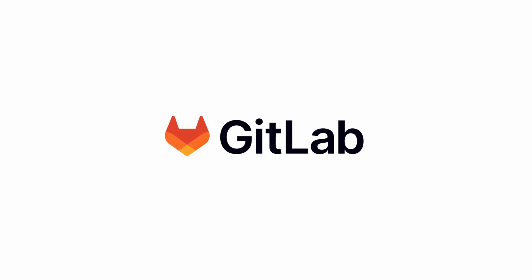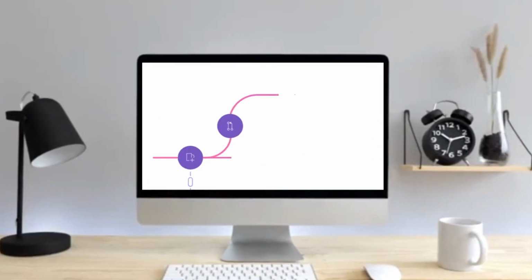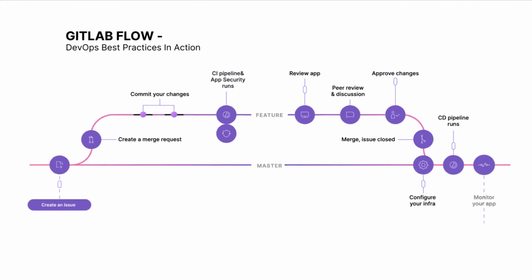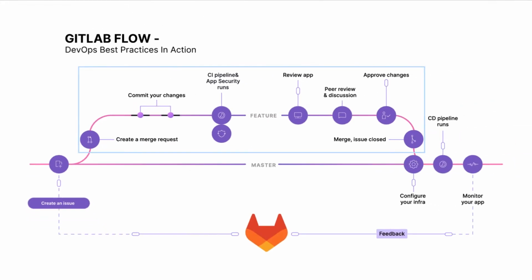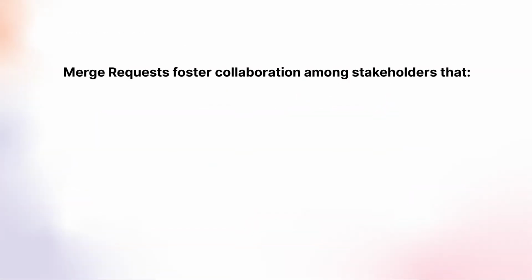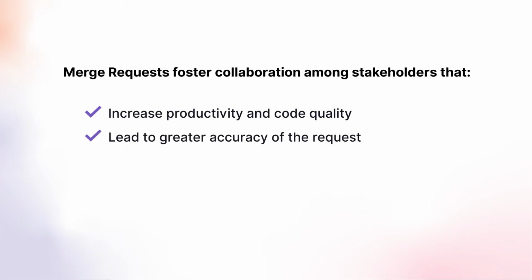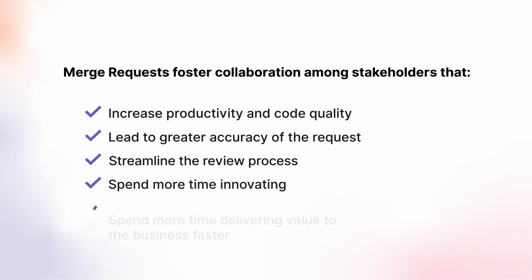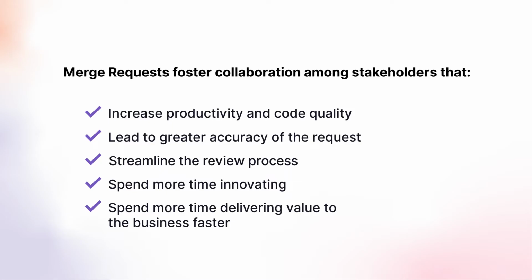Submitting a merge request sits at the heart of a GitLab flow, and it is the way to check source code changes into a branch. Merge requests foster collaboration among stakeholders that increases productivity and code quality, lead to greater accuracy of the request, and streamline the review process so that stakeholders can spend more time innovating and delivering value to the business faster.